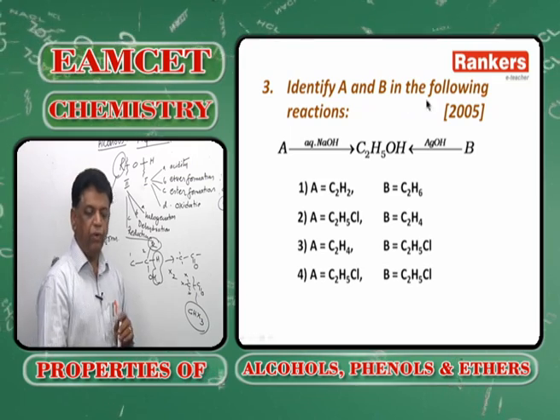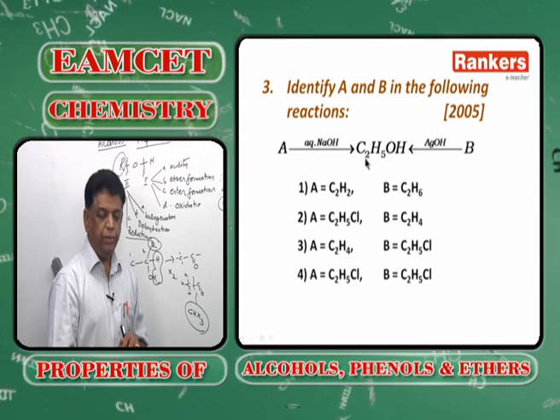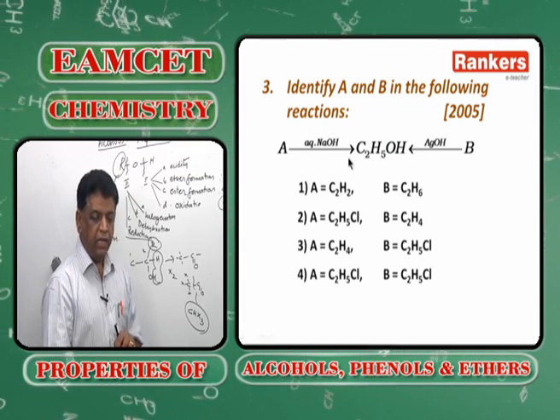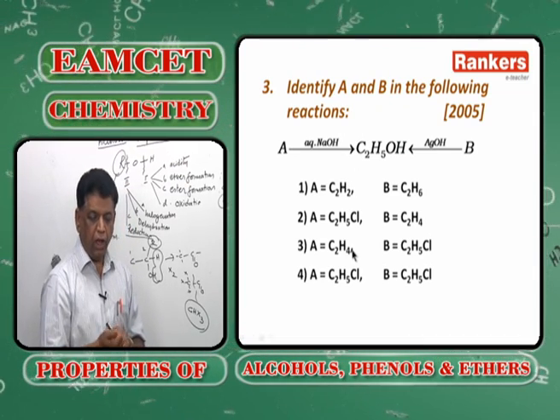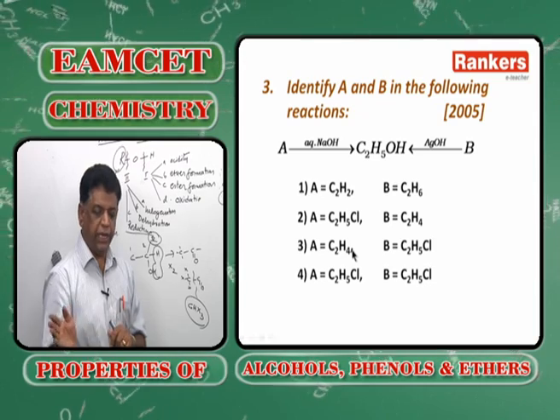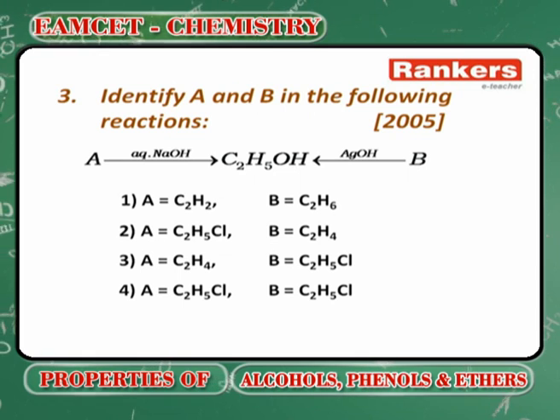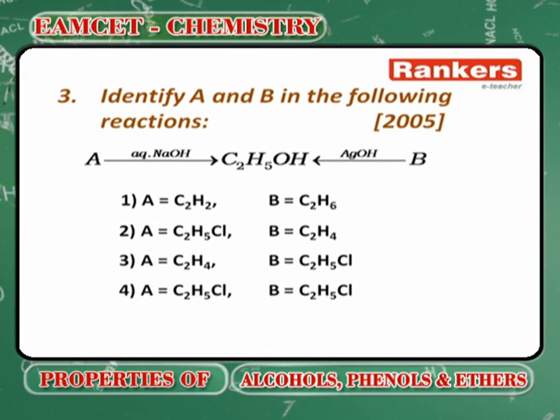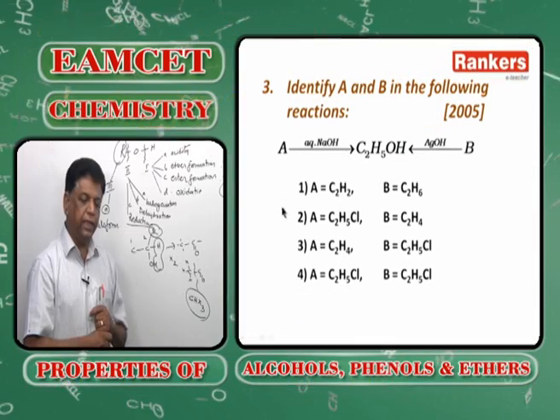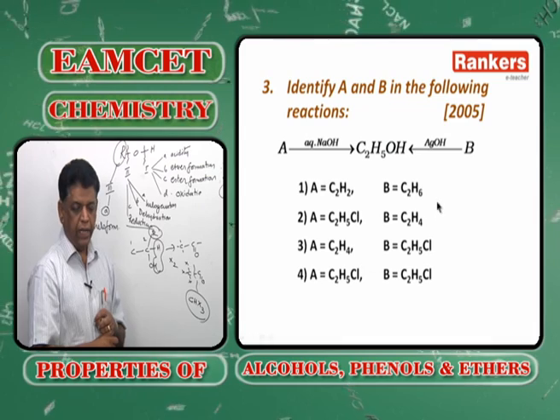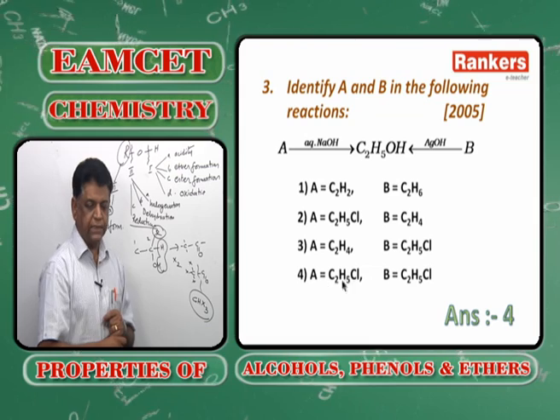Identify A and B in the following reaction. A with aqueous NaOH giving ethanol. So, maybe A is ethyl chloride; aqueous NaOH substitutes the Cl with OH, so you get ethyl alcohol. Ethyl alcohol also can be prepared from B. The reaction is reversely shown. Silver hydroxide or moist silver oxide hydrolyzes, that Cl is also replaced by OH, and you will get ethyl alcohol. So, in both cases A and B are nothing but ethyl chloride, that is answer D, that is 4. Answer 4 is the right answer. Next.